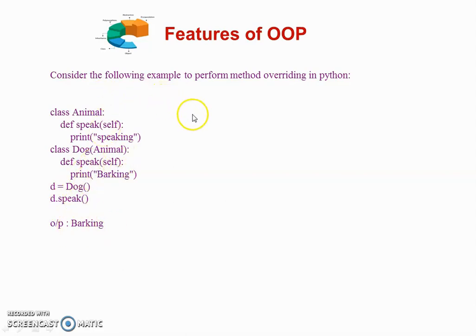So here we achieve polymorphism, where we use two methods with the same name, but both act differently.